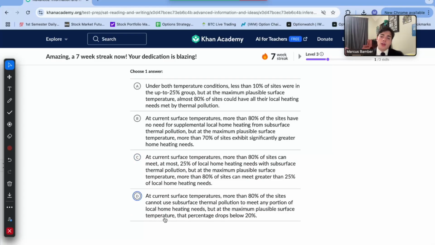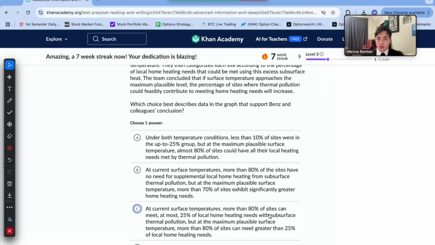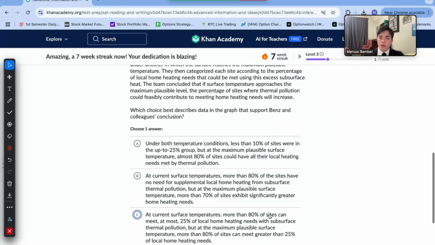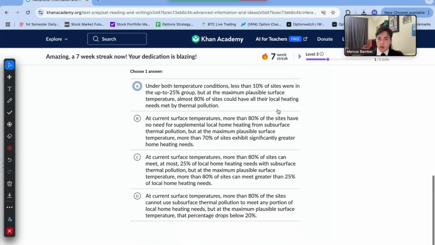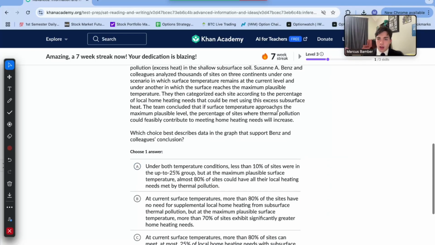Now looking at answer choice D, at current surface temperatures, more than 80% of the sites cannot use subsurface thermal pollution to meet any portion of local heating needs, but at maximum plausible surface temperature, that percentage drops to below 20%. So what we need to take a look at here, once again, is their conclusion: if surface temperature approaches a maximum plausible level, the percentage of sites where thermal pollution could feasibly contribute to meeting home needs will increase. So as the surface temperature approaches this level, the percentage increases.